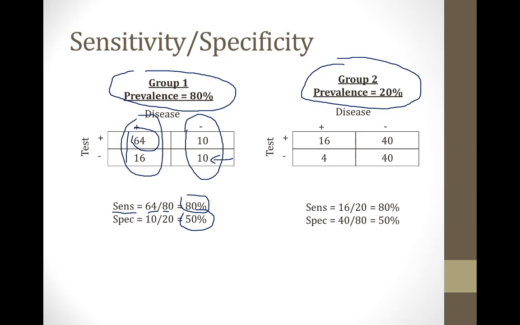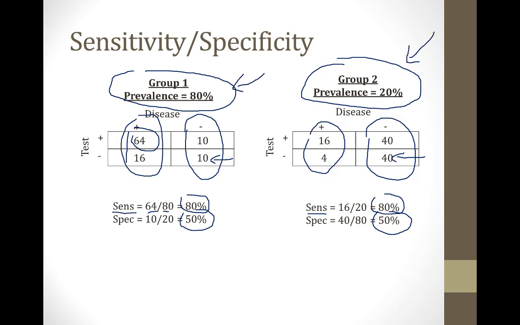Now for group 2, we do the same calculation. The sensitivity, we focus on this column here. It's going to be 16 over 20 or 80%. The specificity is this column here. It's going to be the true negatives of 40 over the sum, which is 80. So it's 40 over 80, and that's 50%. So you can see that the sensitivity and the specificity are identical, even though the prevalence in group 1 was 80 and the prevalence in group 2 was 20. And if you don't want to remember all this math, just remember the point I'm trying to make, which is that sensitivity and specificity are independent of the prevalence of disease.